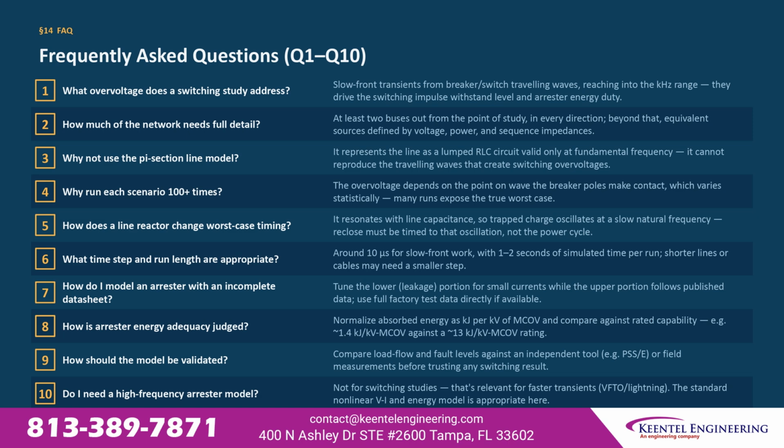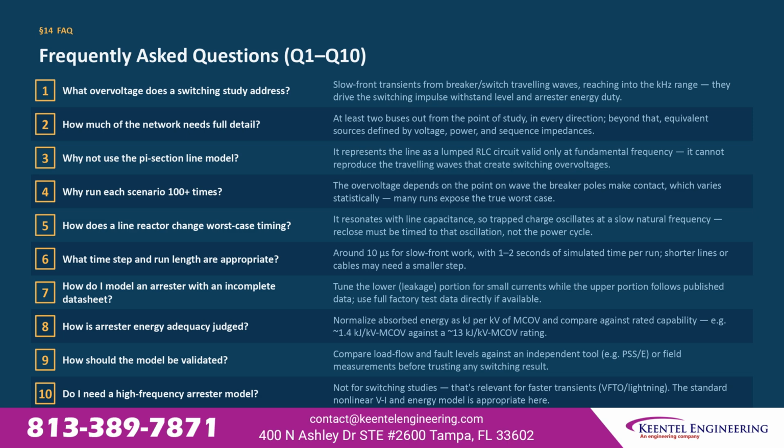What time step and run length are appropriate? Around 10 microseconds per step for slow front work, with 1 to 2 seconds of simulated time per run. Shorter lines or cable sections may need a smaller step. How do I model an arrestor with an incomplete datasheet? Tune the lower leakage region portion of the VI curve for very small currents, and follow published data for the upper portion. Use full factory test results directly when available.